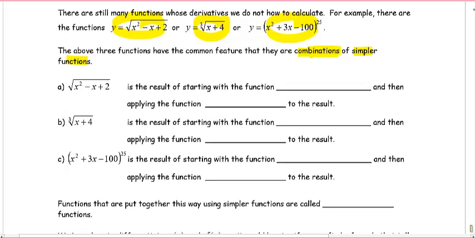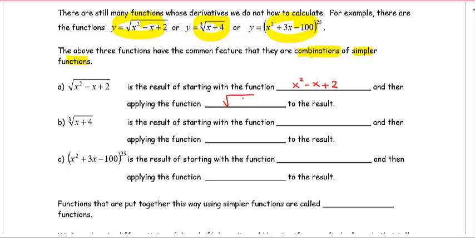So if you look at A, we've got the square root of x squared minus x plus 2. Well, we get this function by starting with what function? Well, you probably start with the stuff inside the square root. Yep. And then you're going to apply the square root to the result. Okay? See if you can do part B and C yourself now.